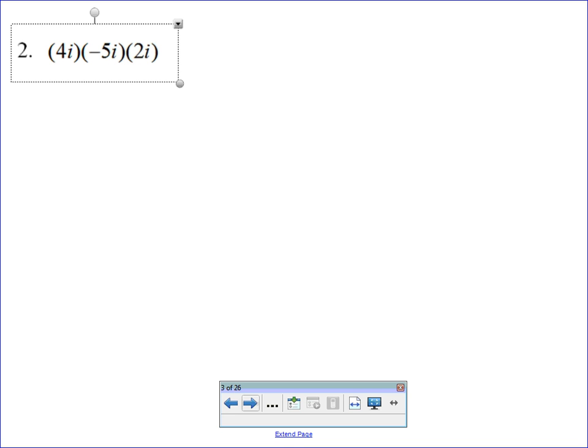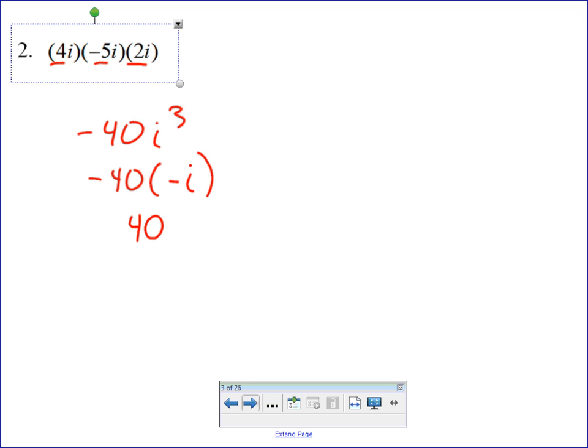All right, for this problem, we're just going to multiply out. So we'll get 4 times negative 5 times 2 will give me negative 40. And then i times i times i is i cubed. But remember, i cubed is really negative i. We never leave i raised to a power in the answer. And a negative times a negative is a positive, so I will get 40i.